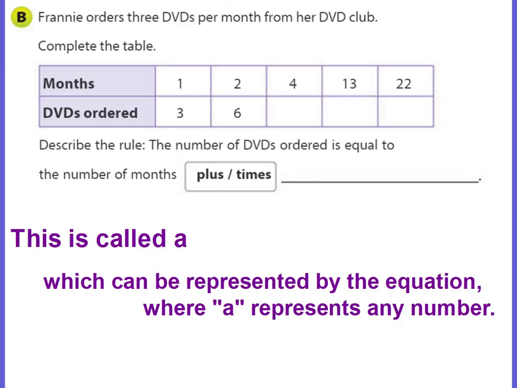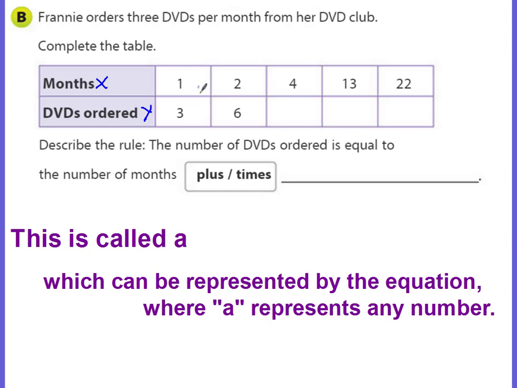Now let's look at something a little bit different. Franny orders 3 DVDs per month for her DVD club. We want to complete the table. Okay, this is our X and this is our Y. This is the independent, this is the dependent. The number of months is going to determine how many DVDs are ordered.